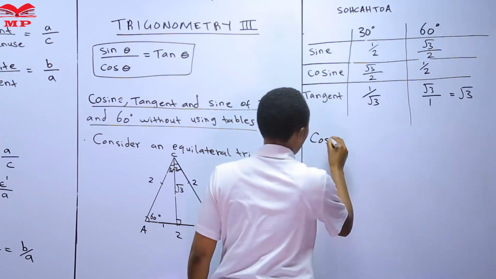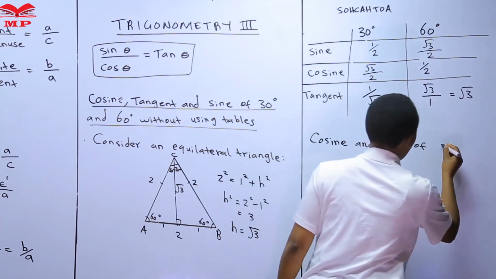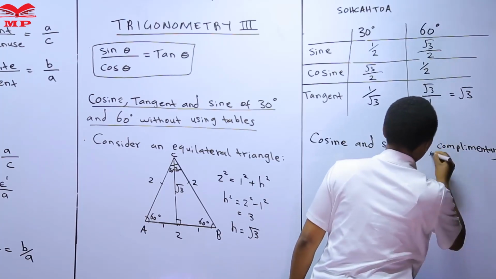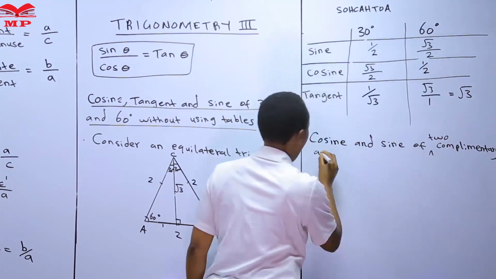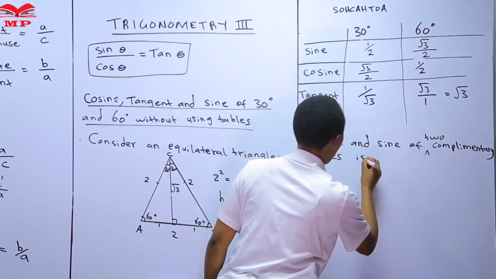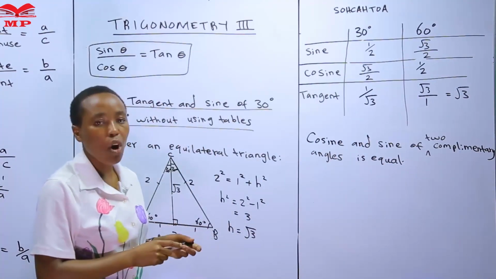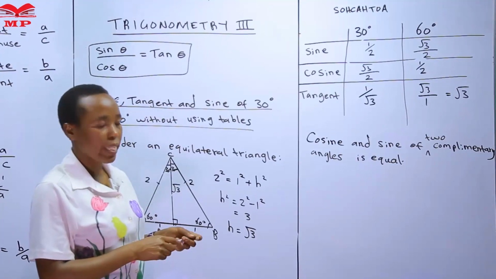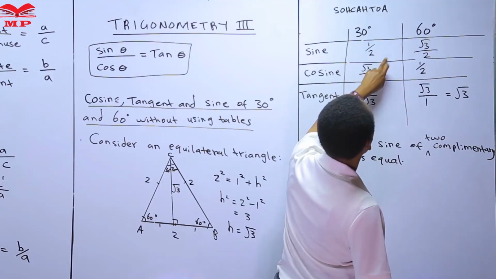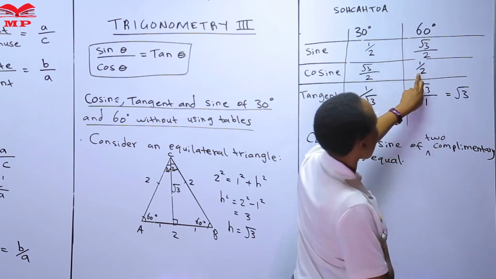The cosine and the sine of two complementary angles is equal. Remember, complementary angles are angles whose sum is 90 degrees. So if you look at 30 and 60, the sine of 30 is a half, and the cosine of the complementary angle, which is 60, is a half.